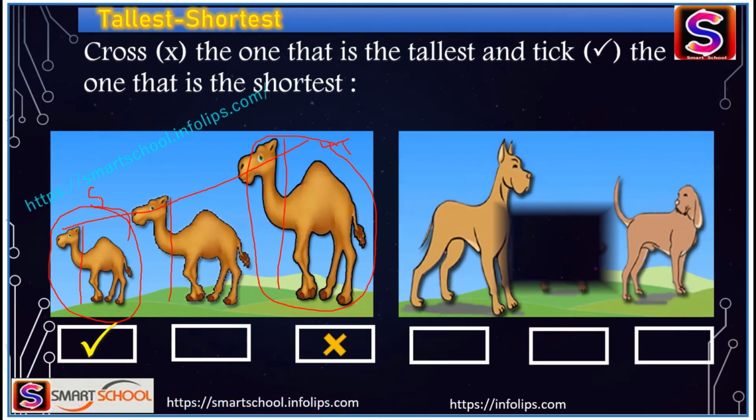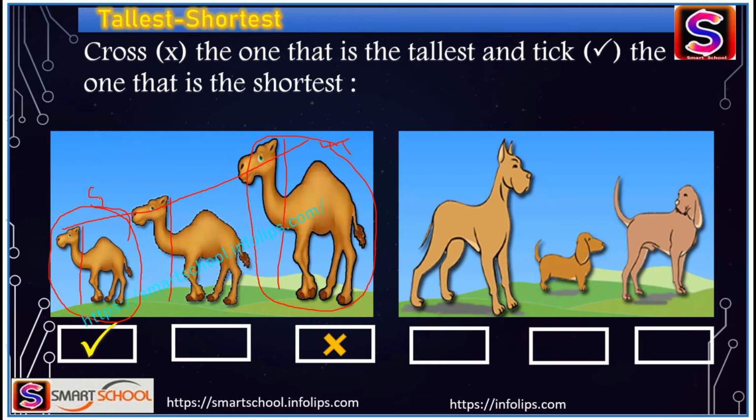Okay, let's see more examples. See, there are three dogs. The first one has more height, the second one has very less height, and the third one has a little bit more than that, but the first one has the greatest height among all. That's why the first dog is tallest and the middle one is shortest. The tallest will get a cross sign and the shortest will get a tick mark. Okay, so this one is tallest and this small one is shortest.